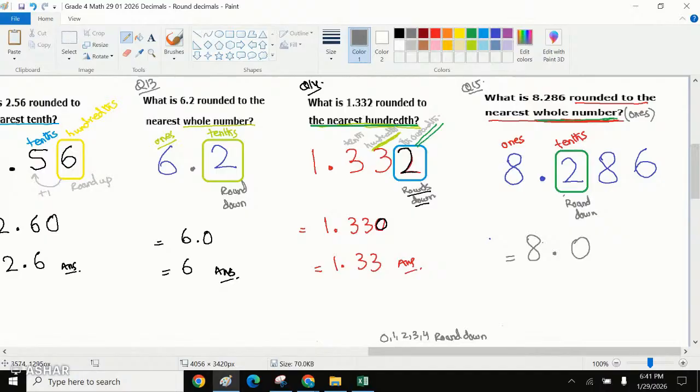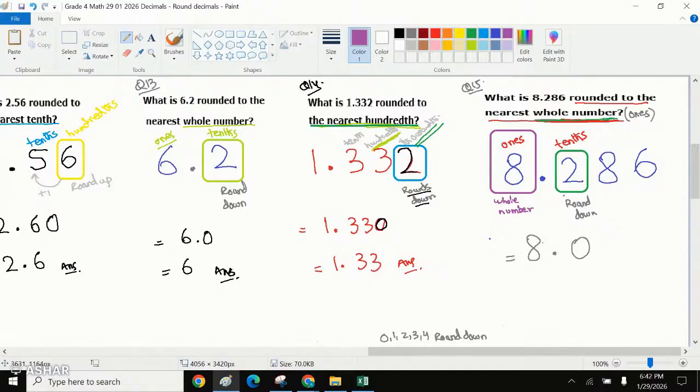Do we agree on this? Because we have to round it off to the whole number. This part is the initial part. This part is the whole number, right? So if we need to do it to the whole number, we look at the next position after the whole number. What is the next position after the whole number? That is the tens. So we look at tens. What will tens do to the whole number?